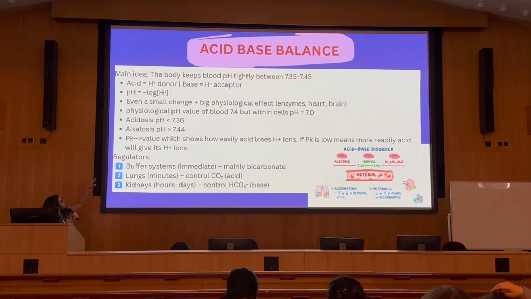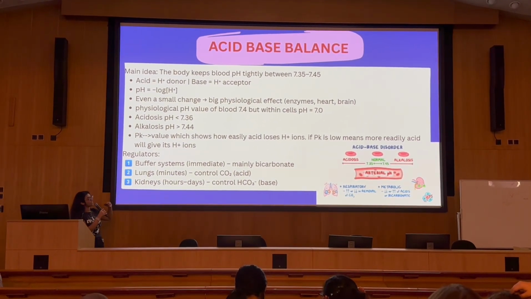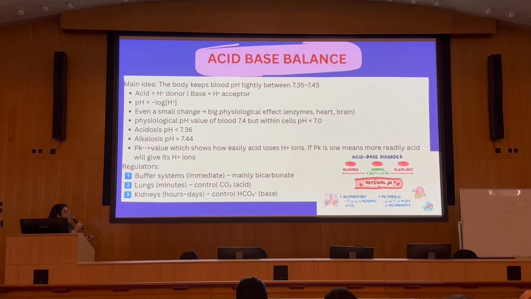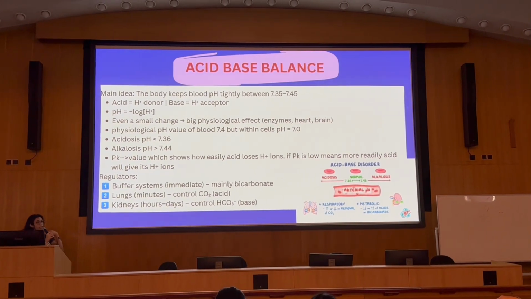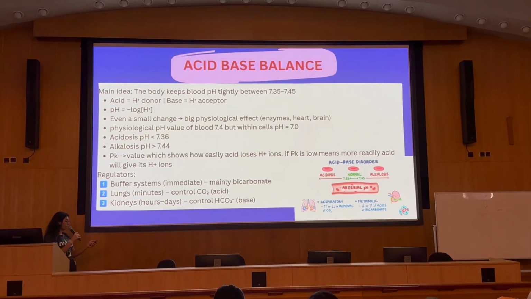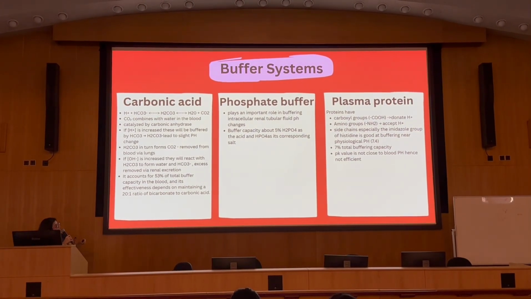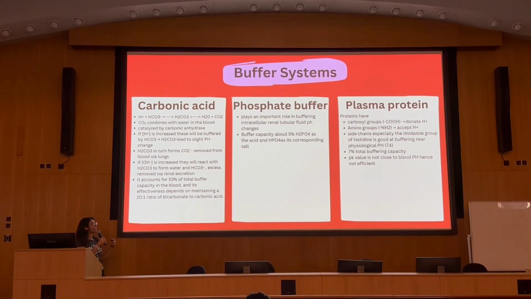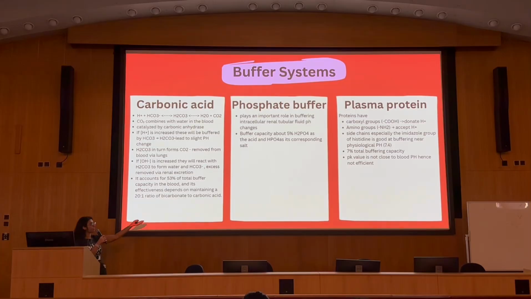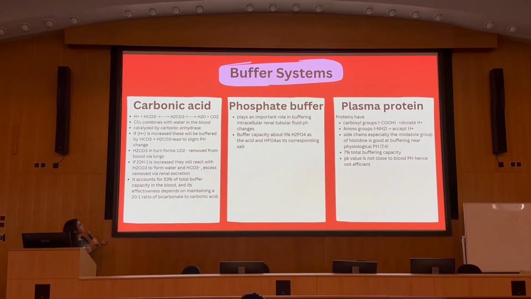I forgot to mention, pK is the value which shows how easily an acid will lose its hydrogen ions. So if the pK is low, it means the acid can readily give away its hydrogen ions. In that sense, plasma proteins, even though they have buffering capacity, only make up 7% of the total capacity.